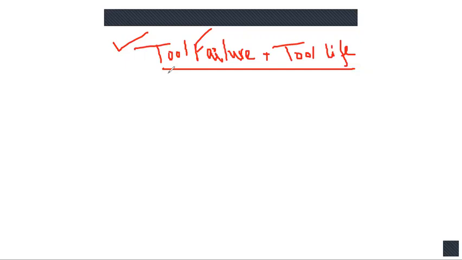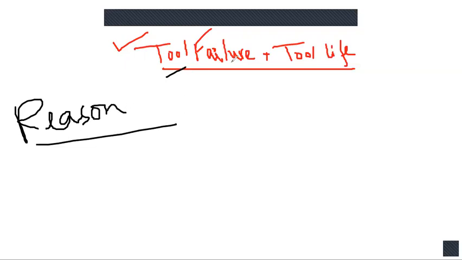So in this lecture we have to discuss about why tool is fail and what are the basic mode of failures. At last, the service of tool is over, that is tool life. First of all, we discuss reason. Reason why tool becomes fail.